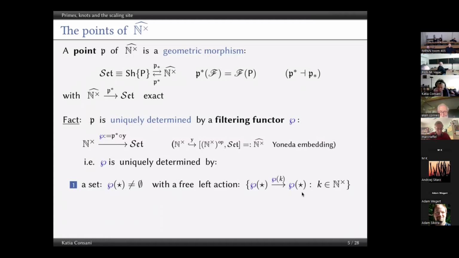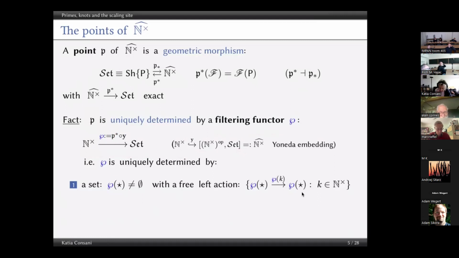What essentially you do, you start with the P upper star, which is contravariant. You compose with the contravariant Yoneda embedding that I recall here. And then you have at the end a covariant functor from the category N cross to sets. And the notion of filtering here means the following, three important facts.